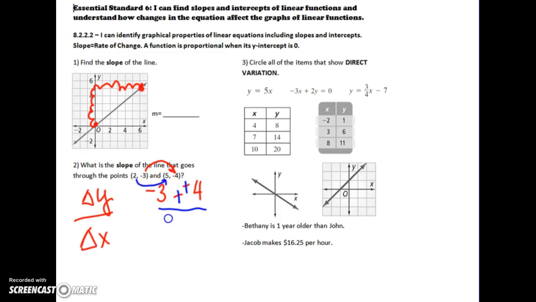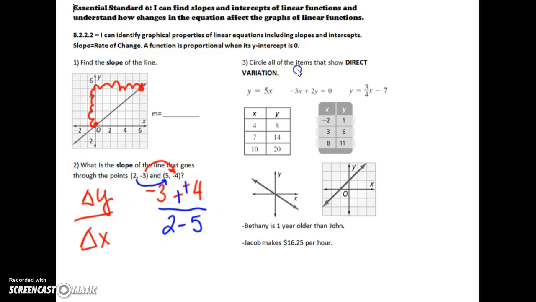2 minus 5. Be really careful with what you get up here. I want you to do the math on your own. Just know that it's not -7. And then down here, 2 minus 5. Be careful with your signs there. And we'll go from there.